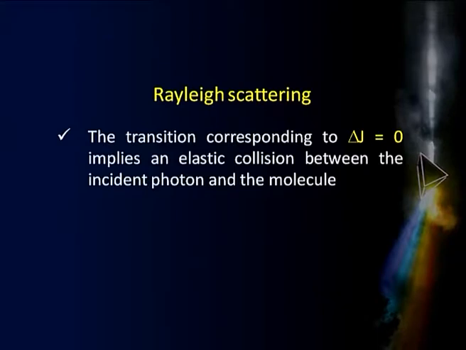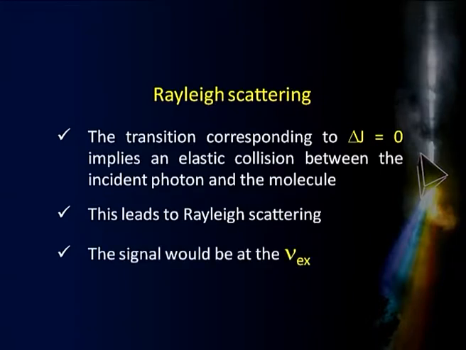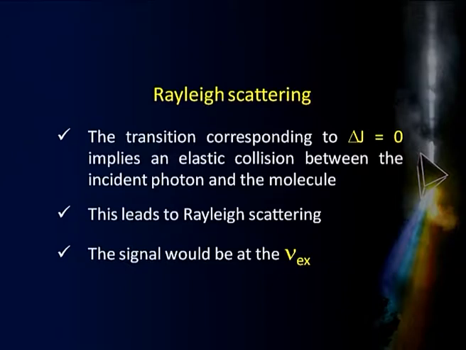If in such a case the transition corresponds to delta j equal to 0, that implies that there is an elastic collision between the incident photon and the molecule, and this will give rise to Rayleigh scattering. That means, there is no energy exchange, because delta j is not changing, so there is no energy either absorption or emission over there. So, this will lead to Rayleigh scattering, and the signal will be observed at the excitation frequency. That means, whatever frequency I use, you remember that we normally use lasers for the purpose, the scattering will be at the same frequency as that of the incident radiation.